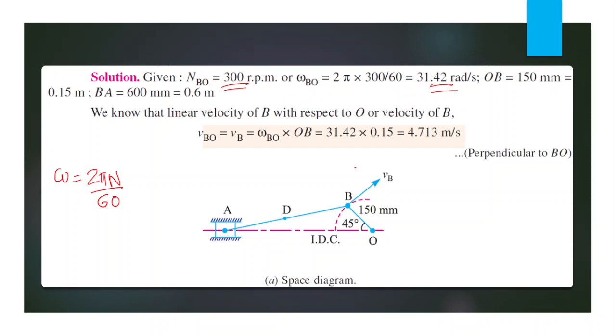OB is equal to 150 mm given in the question. That length is given in the question. That's equal to 0.15 meter. BA is equal to 600 mm. That's equal to 0.6 meter.